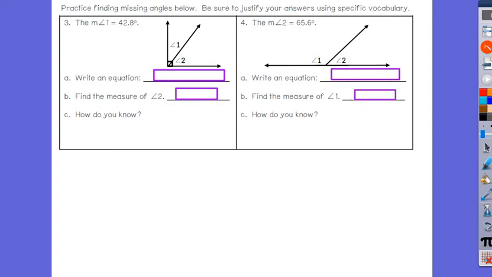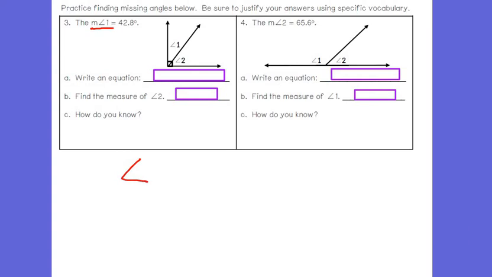Number 3, we have something new here. I taught you what this symbol means, and that meant what? Angle. When I put an M in front of it, that's just getting double lazy there. The measure of angle. We don't like writing all that stuff out. So it says the measure of angle 1 is 42.8 degrees. So I know this is 42.8 degrees.